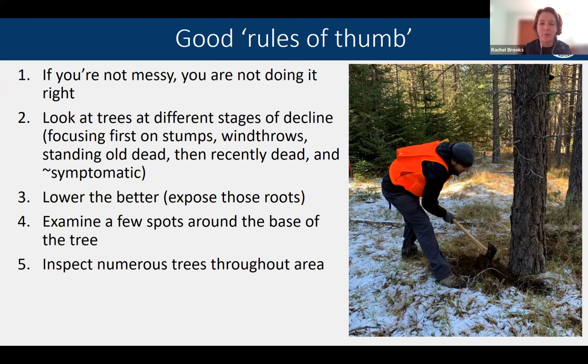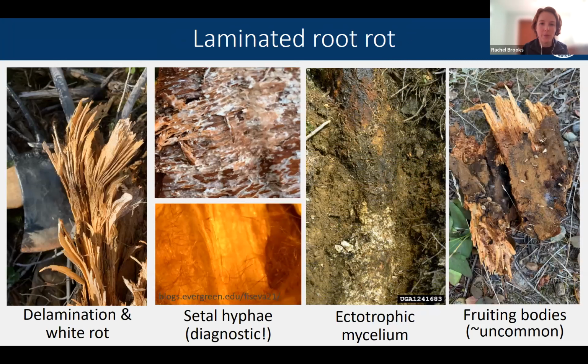Okay, so as we're digging around, trying to inspect roots for rot and other things, what are we actually looking for? So I'm going to go through each one of these species one at a time to show you what you're looking for. Laminated root rot, what do we see? Well, we generally look for 4 different things when we're looking at laminated root rot, potential disease pockets.